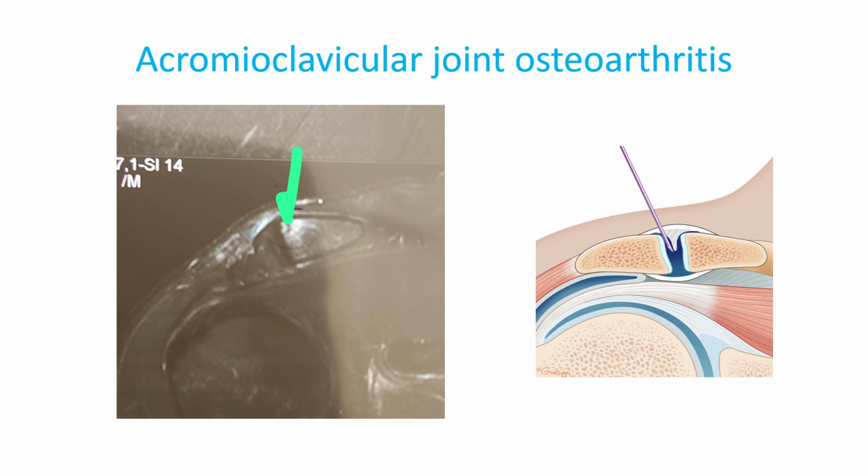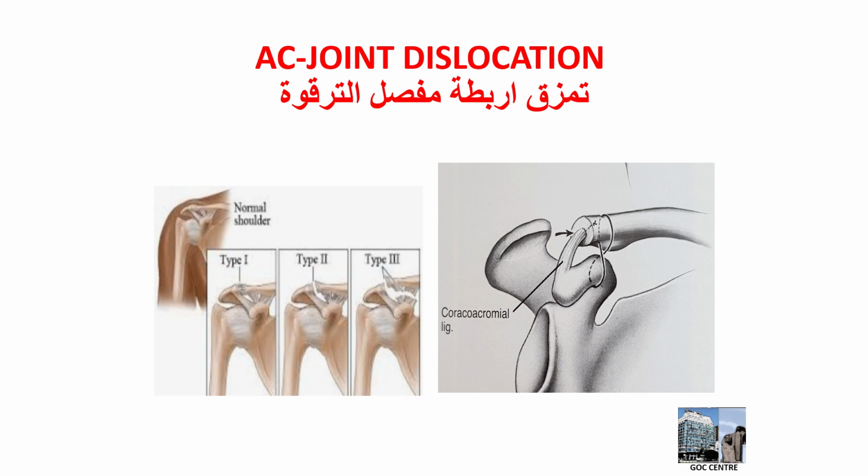The treatment of that, of course, is arthroscopic. We resect the lateral end of the clavicle to make more space and relieve the pain. And for dislocation, of course, we do a stabilizing operation.